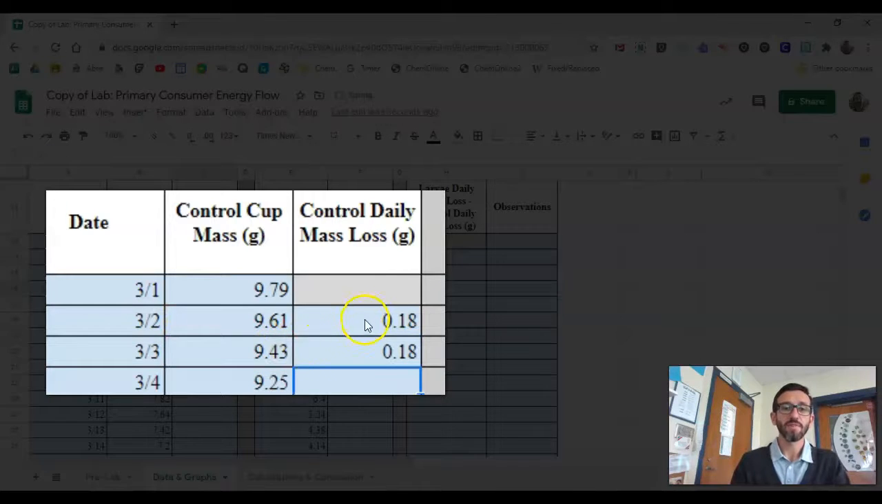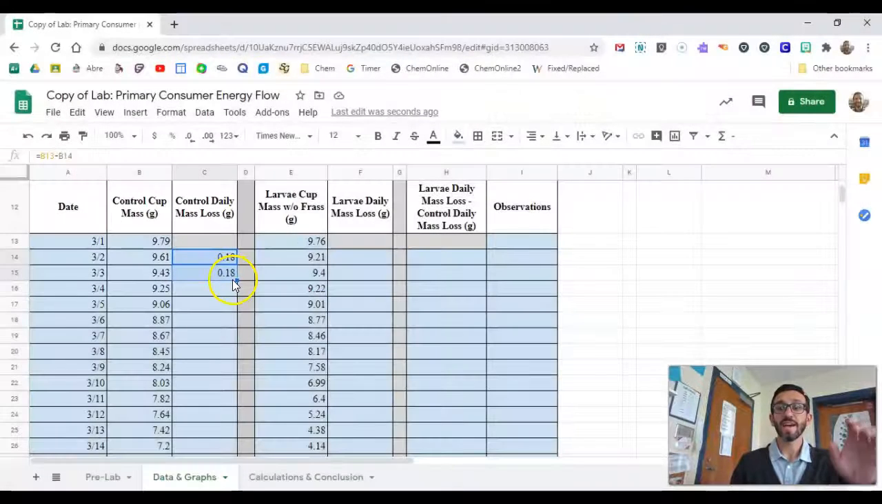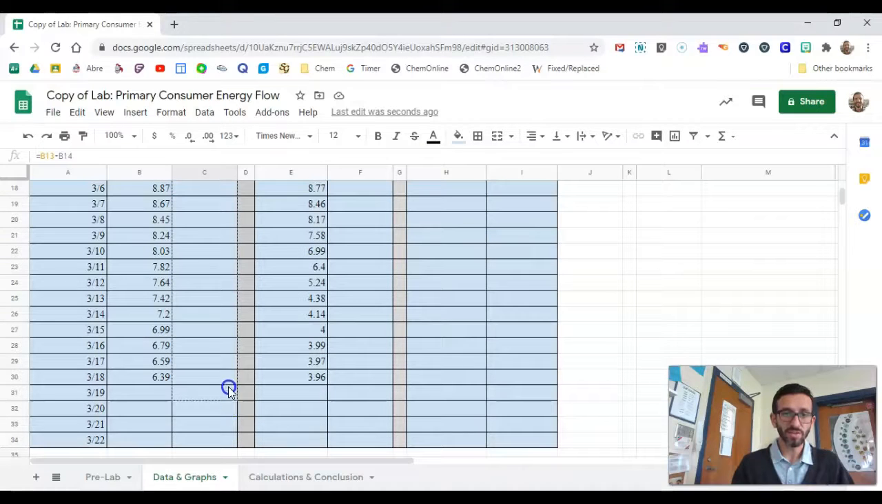Now what I can do is highlight both of these cells and grab that little square at the bottom, because that is a signal that I can establish a pattern. Since I'm going to be doing the same thing every day, instead of typing it out, I can just drag it all the way down, and it does all the calculations for me.